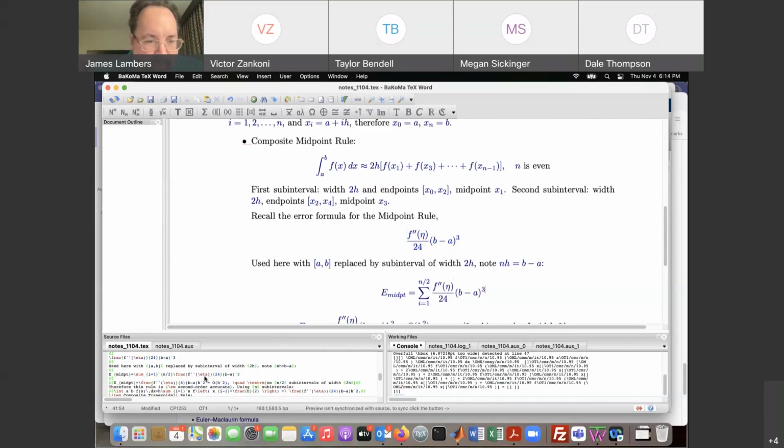Each subinterval has its own unknown point for a second derivative. And then the width of a subinterval on which midpoint rules apply is 2h because I'm using pairs of the original subintervals. And now I have to add all this up.